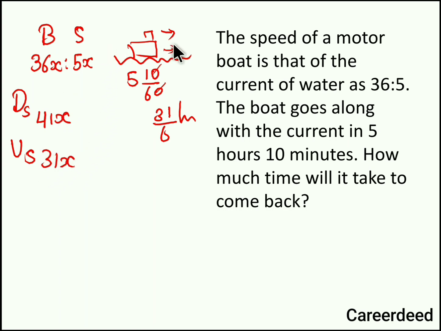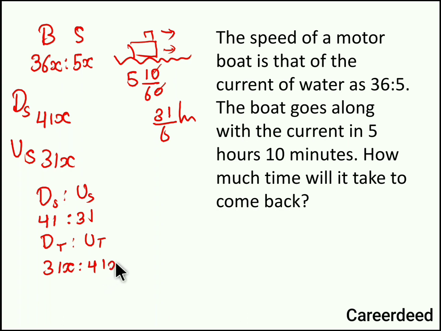Now in both downstream and upstream, the boat is covering the same distance. We know when the distance is constant, speed is inversely proportional to time. So here downstream speed and upstream speed are in the ratio 41 is to 31. So downstream time and upstream time will be in the ratio 31 is to 41 parts. Now we found the time taken by the boat to cover the distance in downstream is 31 by 6 hours. So this is the time taken by the boat in downstream, which is nothing but 31 parts.